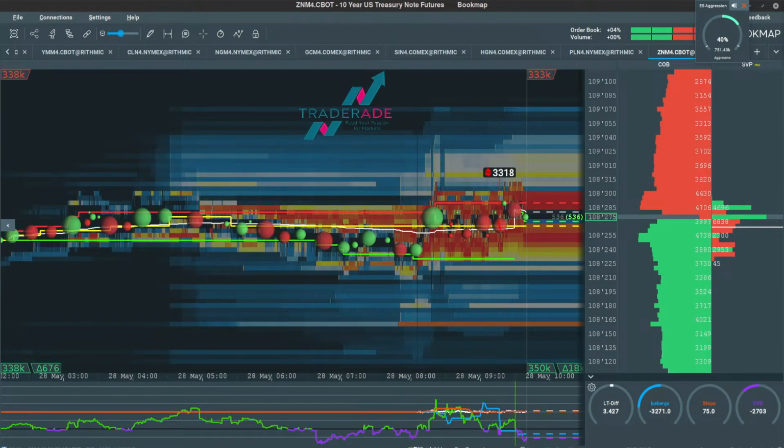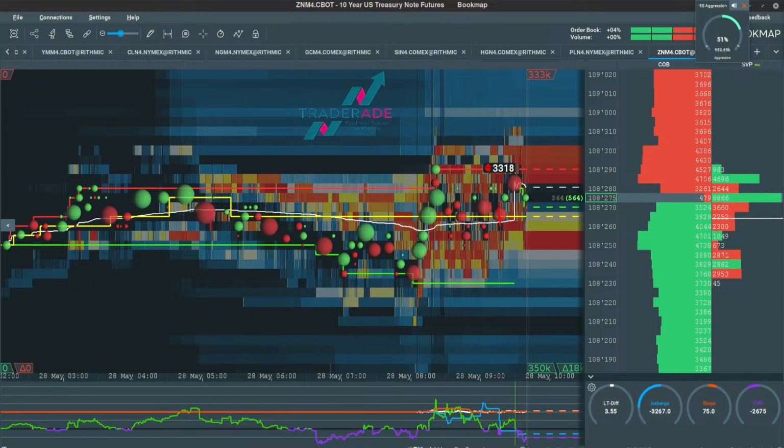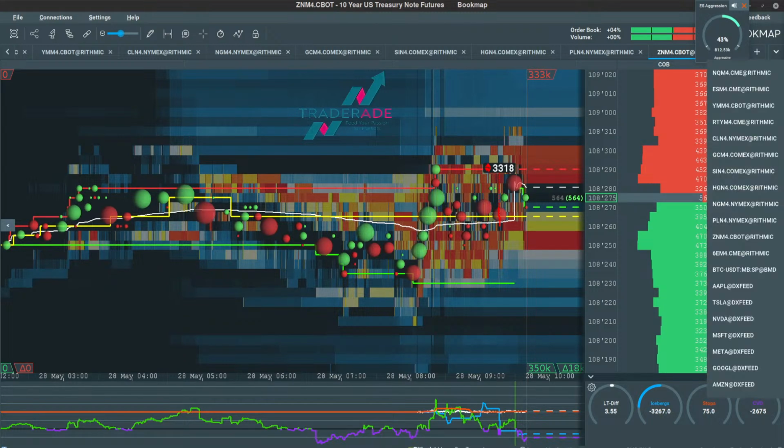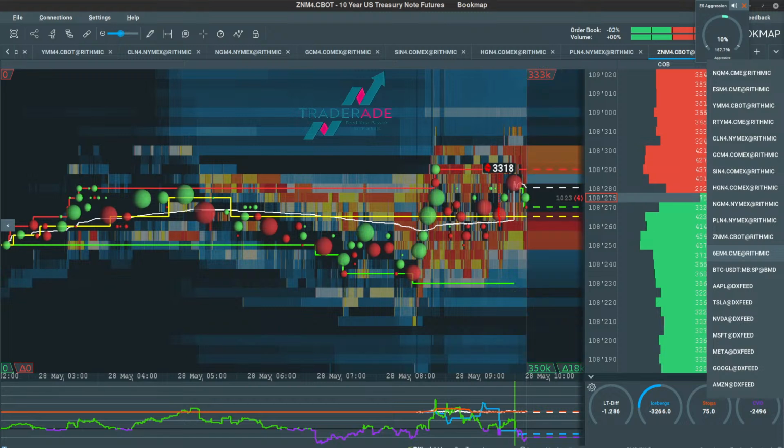10-year notes, pretty sleepy. Just overall a tepid bid today on the 10-year. And that's the futures contract I really like to watch around economic events, because it gives you a sense as to where people are with their views on rates, which tend to be more important to watch.